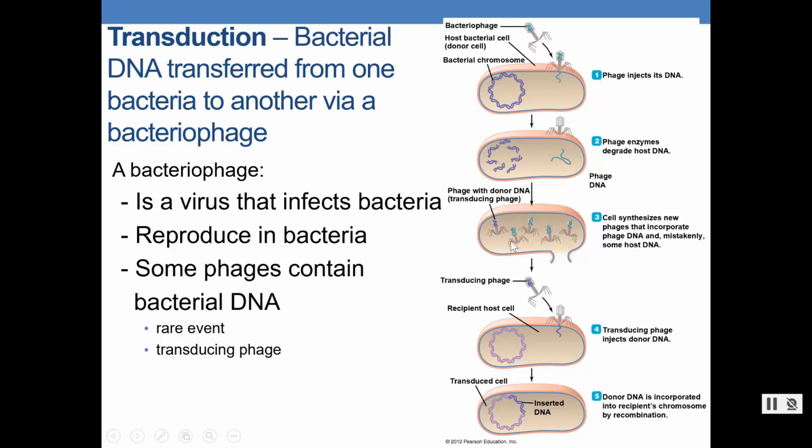How transduction occurs is that a little bit of bacterial DNA gets packaged, and it brings it to the next cell. Instead of infecting the next cell with viral DNA, it infects the next cell with bacterial DNA, and then that gets incorporated into the chromosome, and this is where you can get horizontal gene transfer.